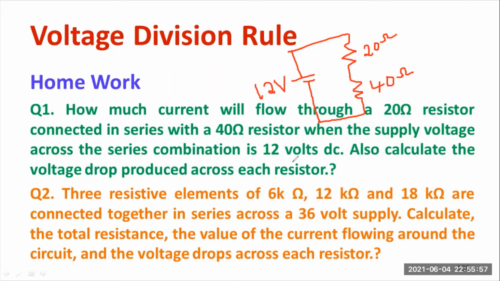What you are supposed to do is calculate the total current first. How to calculate I? Current is equal to voltage divided by R equivalent. So I is equal to V by R equivalent, where the voltage is 12 volt. What is R equivalent? 20 plus 40, that is equal to 60. You have to calculate the total value of current.